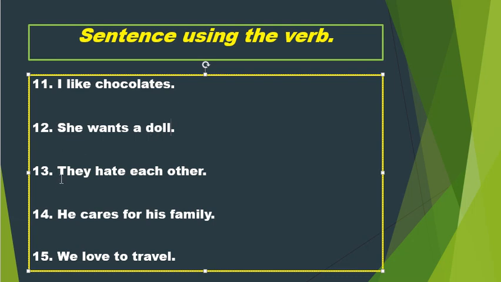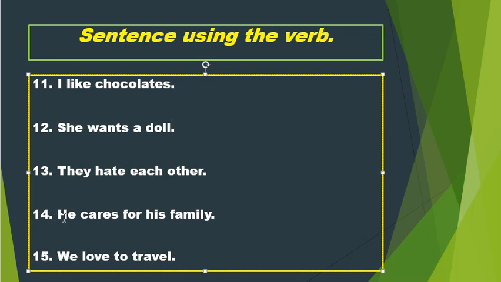Okay, next, number 13. They hate each other. From the word they, it means plural. It is composed of 2 or 3 people, not including the one who speaks. So they hate each other. Again, they is plural, so our verb here must be plural. Each other means between 2 persons or a group. So this sentence, you can identify already.